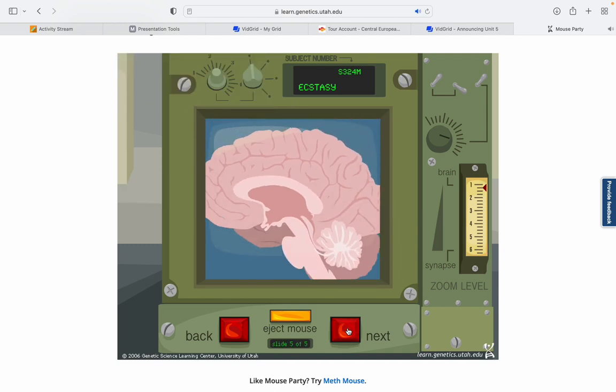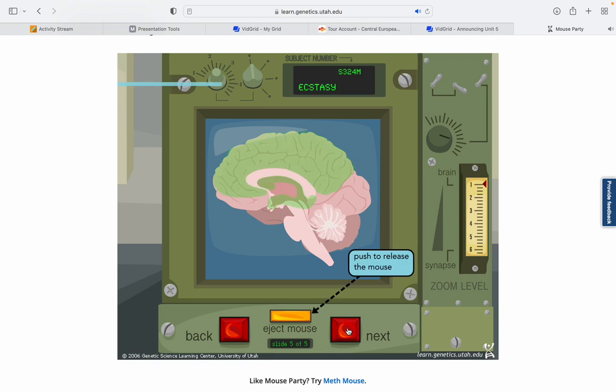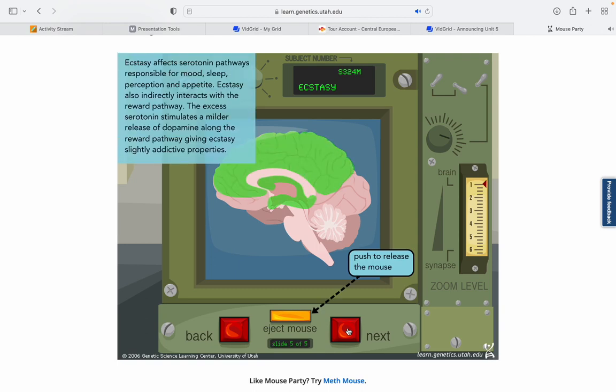Ecstasy affects serotonin pathways responsible for mood, sleep, perception, and appetite. Ecstasy also indirectly interacts with the reward pathway. The excess serotonin stimulates a milder release of dopamine along the reward pathway, giving ecstasy slightly addictive properties.